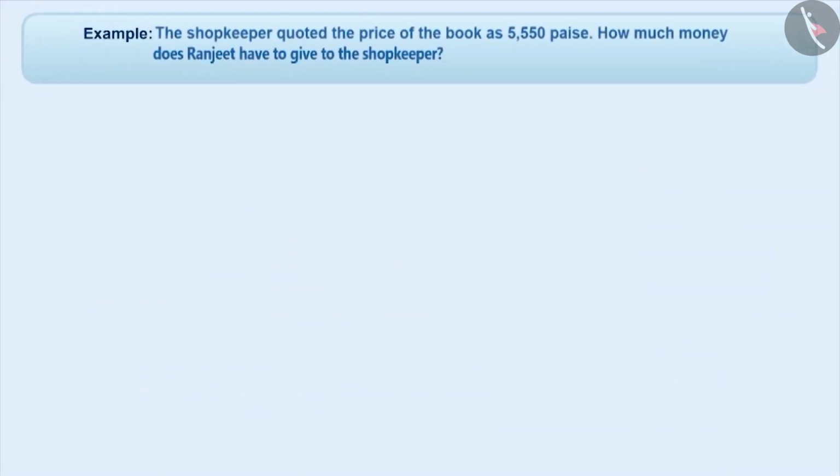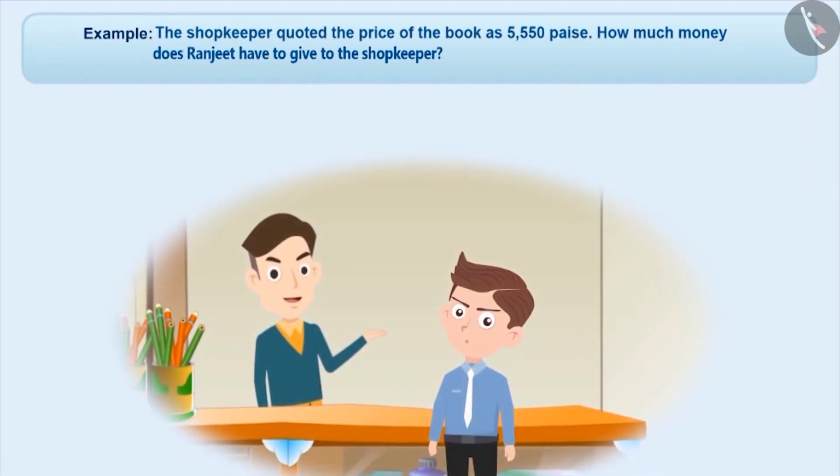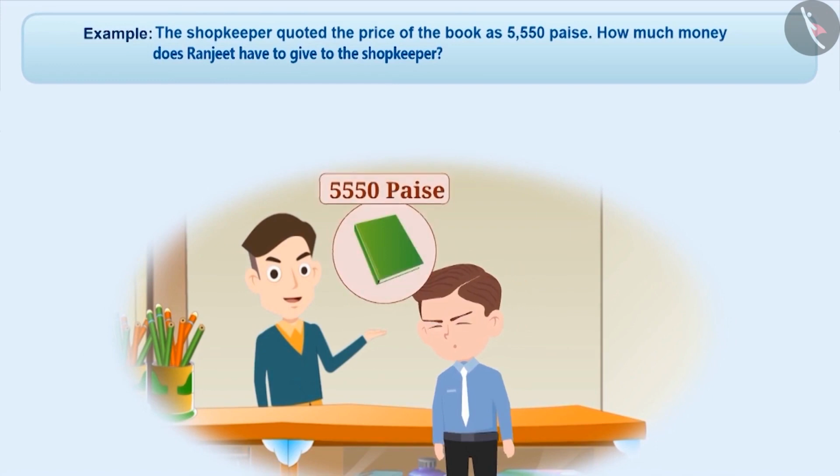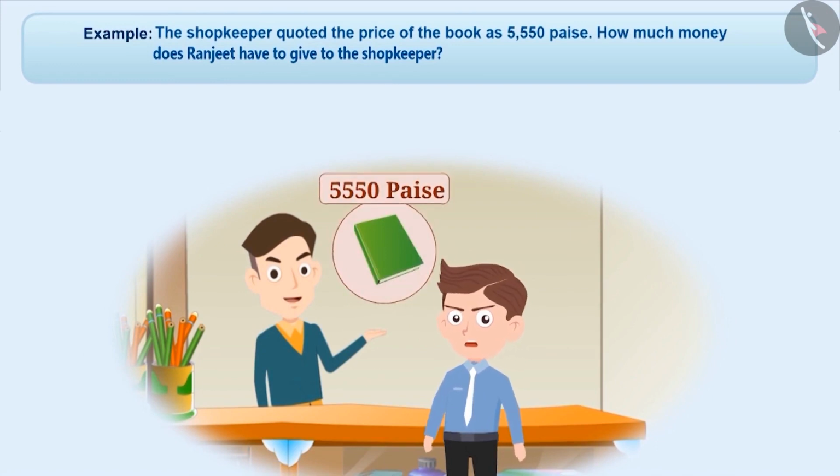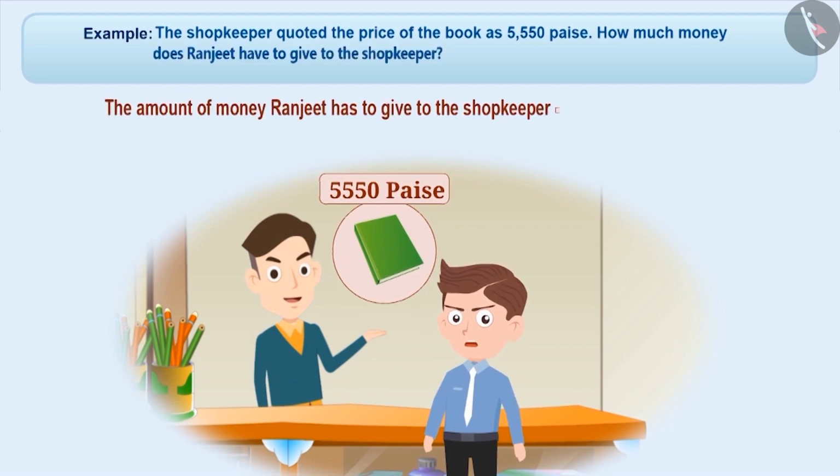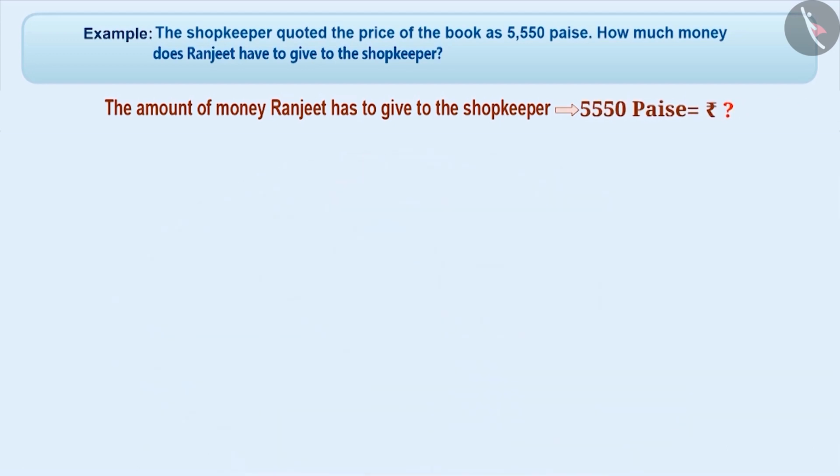Next example. There was a funny shopkeeper. Ranjit purchased a book from him. The shopkeeper quoted the price of the book as 5,550 paise. How much money should Ranjit give the shopkeeper? To find out the amount Ranjit has to give the shopkeeper, we need to express 5,550 paise in rupees. We can write 5,550 paise equals 5,500 paise plus 50 paise.